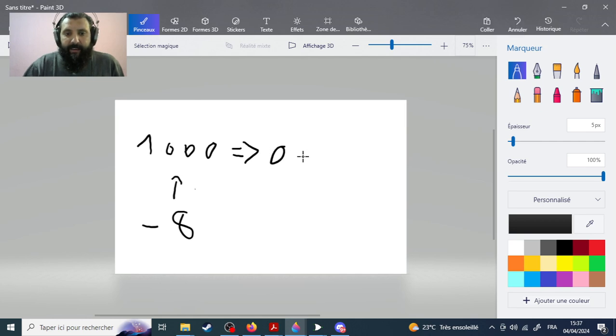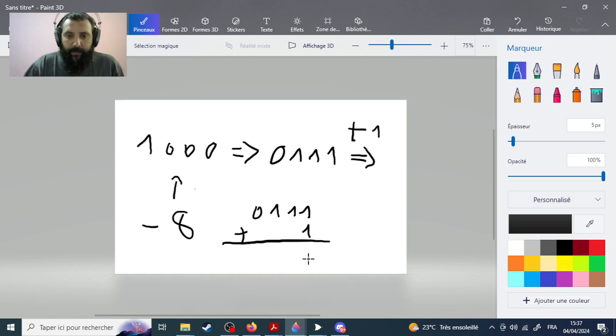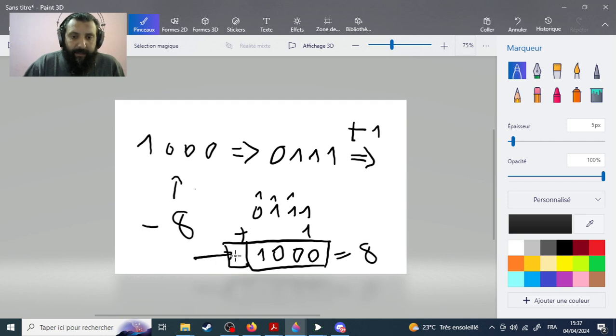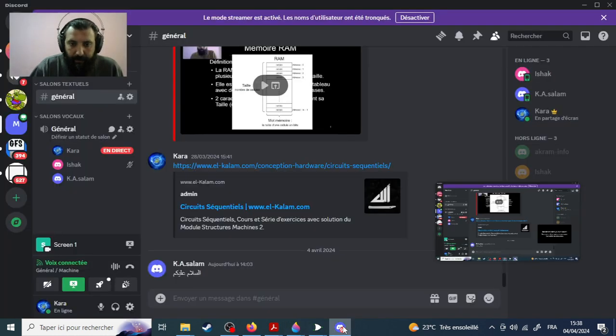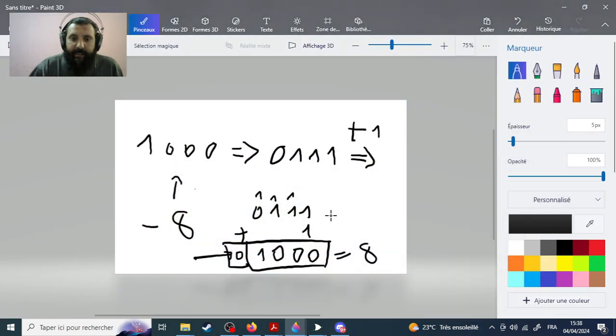Minus 8, reverse the bits, and add 1. Okay, I have to be careful here. Plus 1, and I get this, which is 8. Anyway, the carry remains 0.